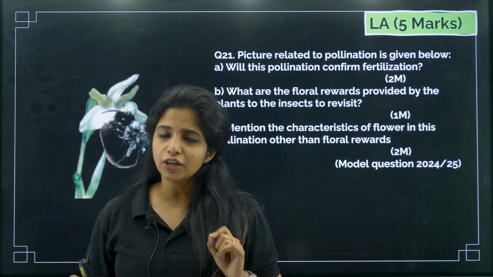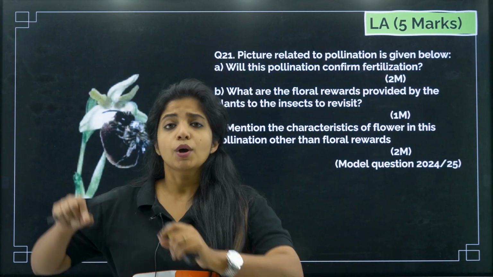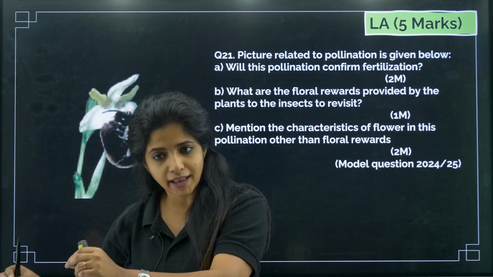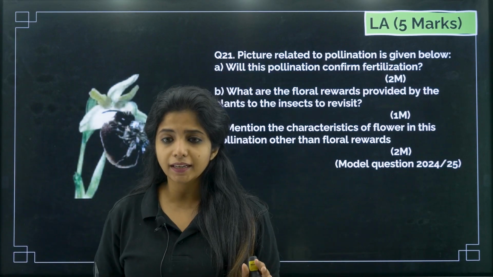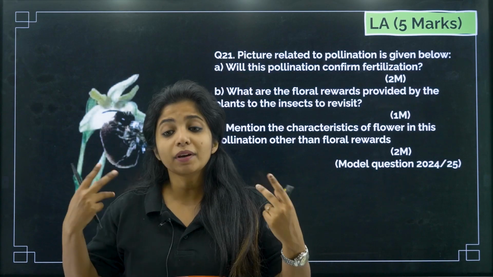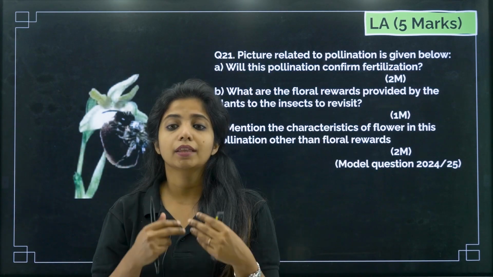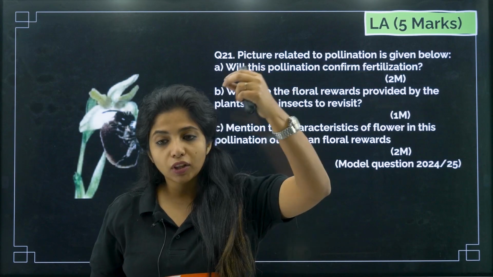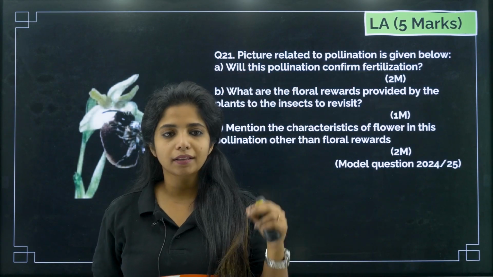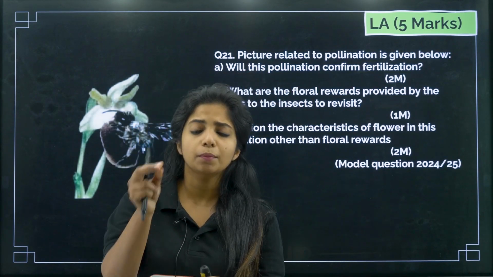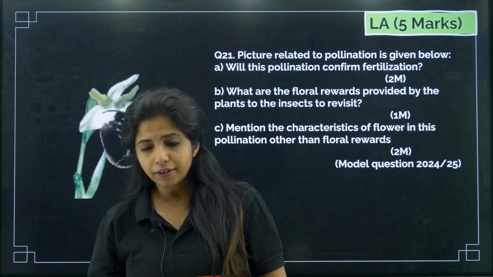What do you mean by pollination? Pollination means transfer of pollen grains from the stamen, or basically from the anther to the stigma. Right, this is what pollination means. What do you mean by fertilization? Fertilization means male and the female gamete when they fuse together, that is known as fertilization. So after the pollen grain lands on the stigma, then there will be a pollen tube formation, then the male gametes will reach there and then fertilize.